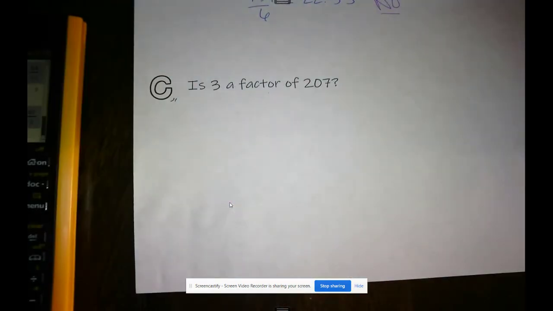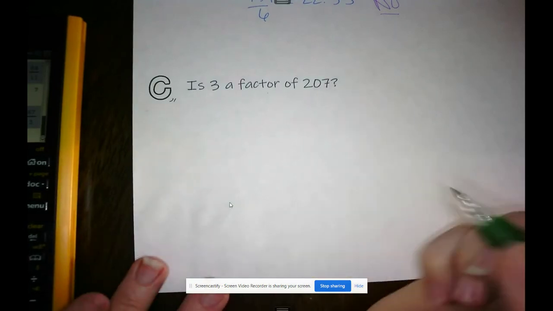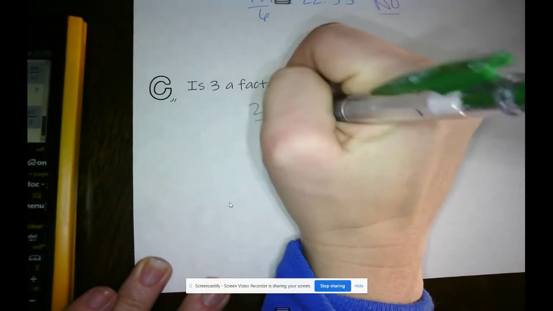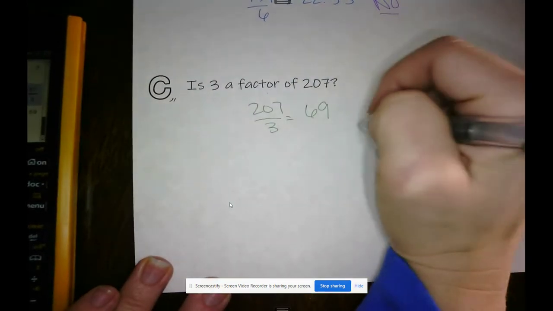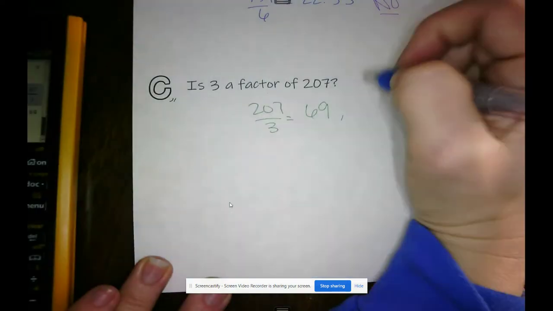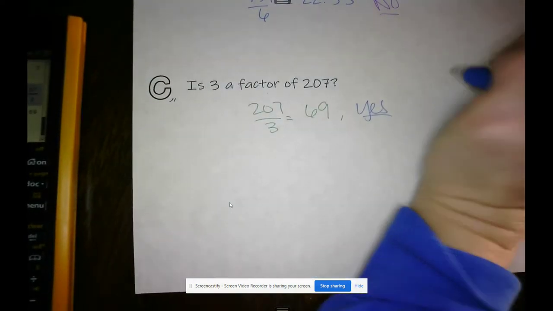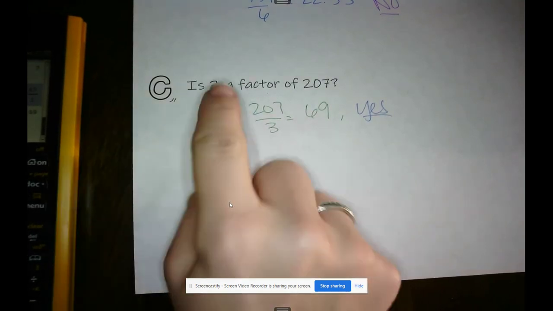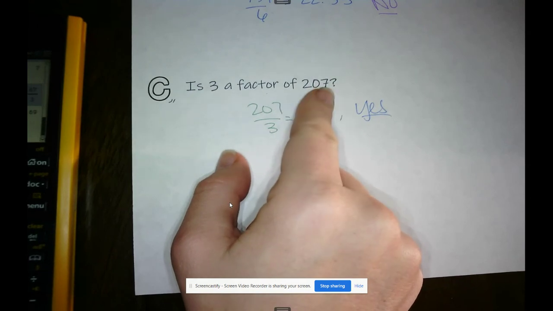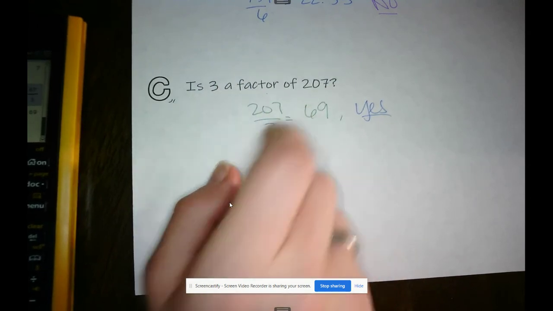Okay, same thing here. Is 3 a factor of 207? 207 divided by 3 gives me 69. So it gave me a whole number. So yes, it is a factor. I want you to keep this in mind going forward as we're figuring out other kinds of factors. A factor is a number that is multiplied by another number to get a number. So if I want to know if something is a factor of something else, I take that something else divided by that number and see if it works out.